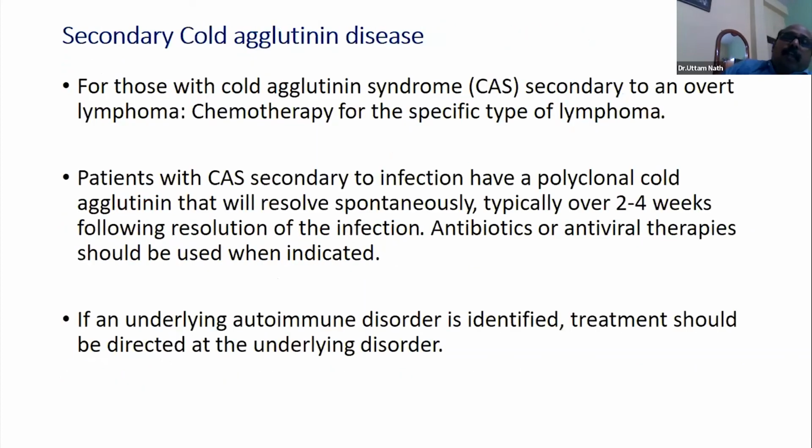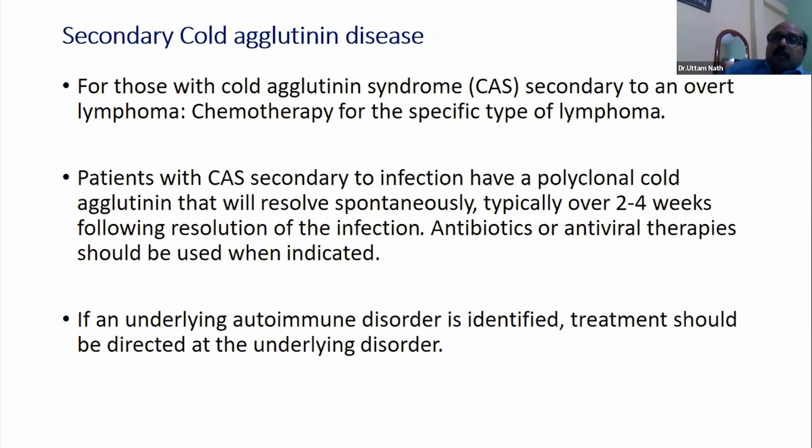Treatment of secondary cold agglutinin disease is the same as the treatment of the underlying condition, plus rituximab may be tried. Like if it's NHL, we have to go for chemotherapy. Usually it's B cell type, then rituximab in combination with chemotherapy is helpful.